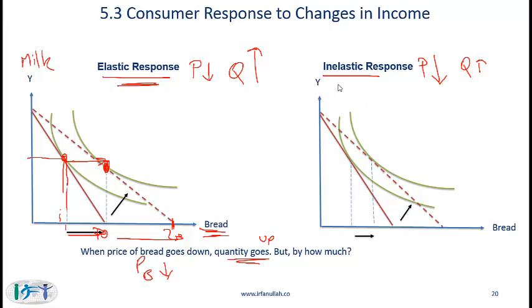Here, notice the same sort of situation where originally we had a budget constraint, price of bread went down, so we have a new budget constraint. But the indifference curves are now such that the increase in quantity is less. So relative to scenario 1, in scenario 2 we have an inelastic response. Price went down, quantity went up, but by a relatively small amount.